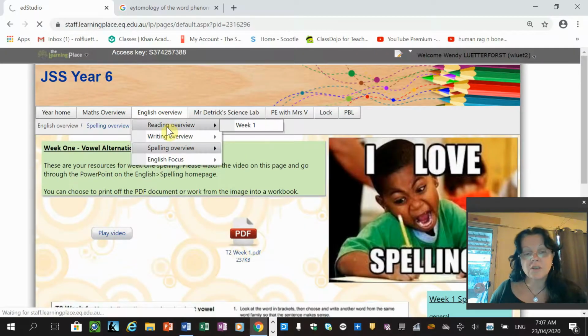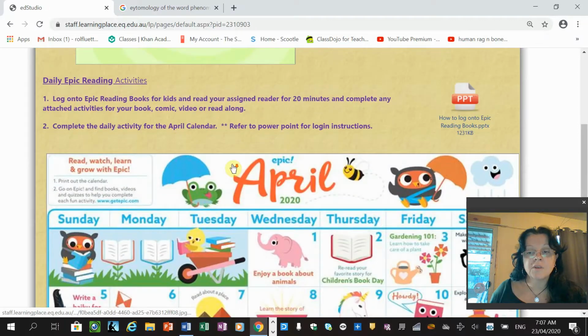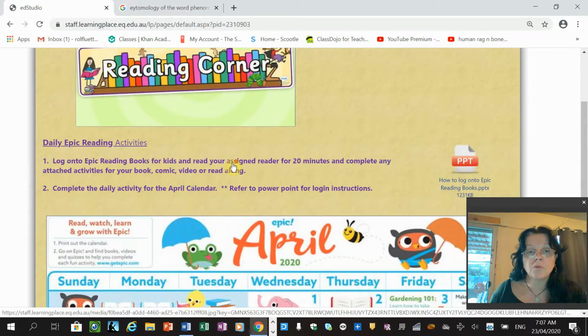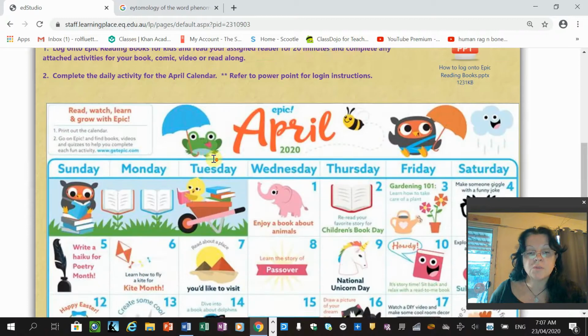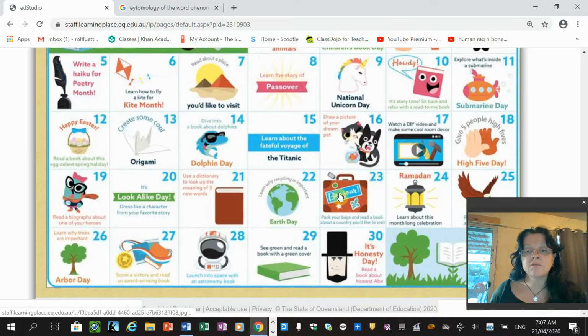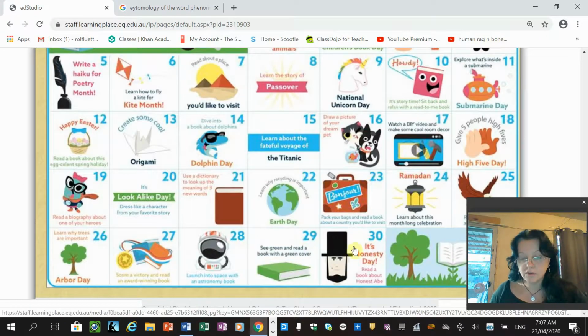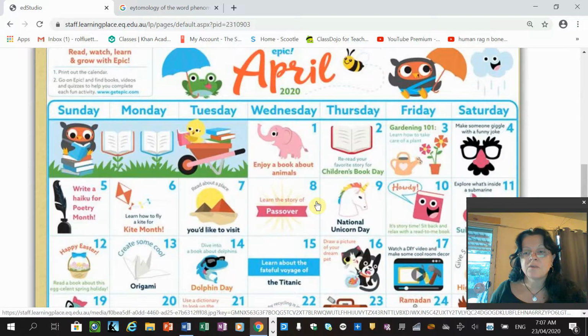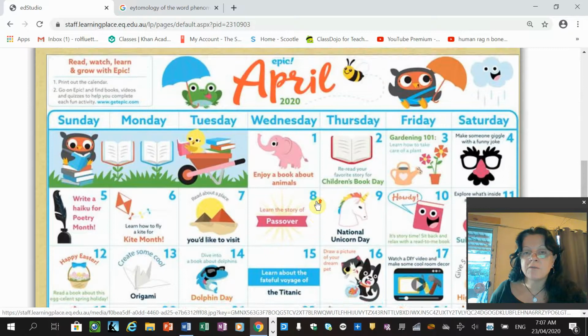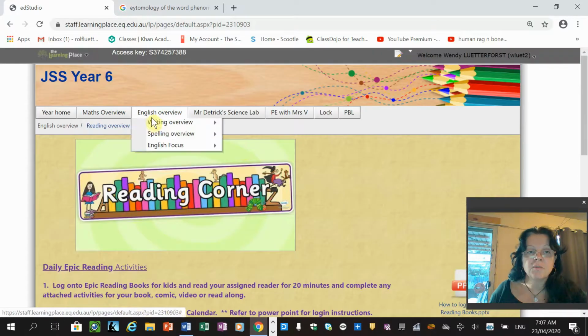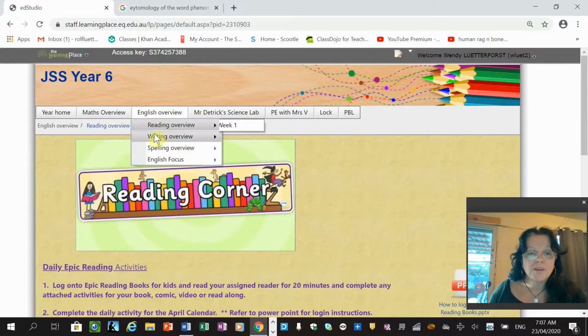And don't forget, I should mention, if you keep a little 20-minute reading in your journal, whether that's a book at home or whether you go on to Epic and read some of those books there. And the activity for today, Thursday the 23rd, is pack your bags and read a book about a country you'd like to visit. So you could go onto Epic and find a country that you're interested in, that maybe one day you'd like to go to.